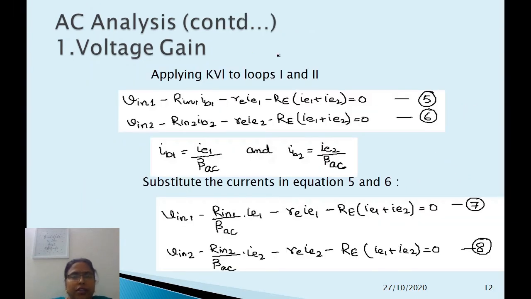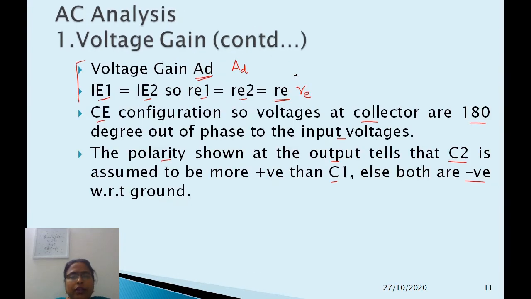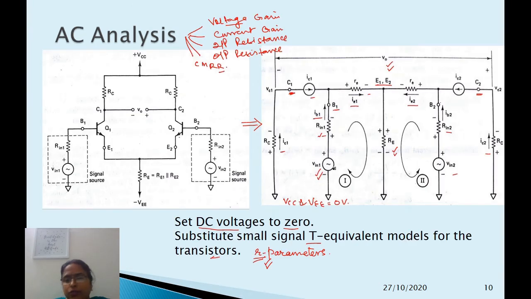So for the AC analysis we are applying Kirchhoff's voltage law to loops 1 and 2. Now what is loop 1? This is loop 1. Applying the KVL here, you can see this is Vin1.